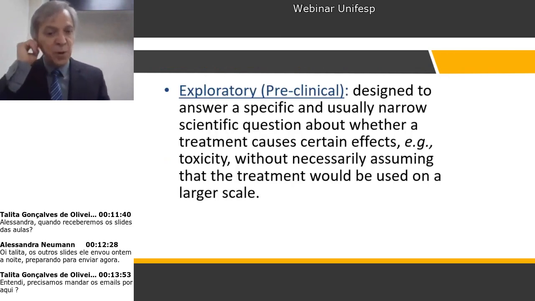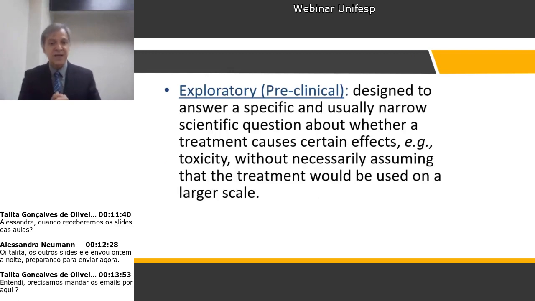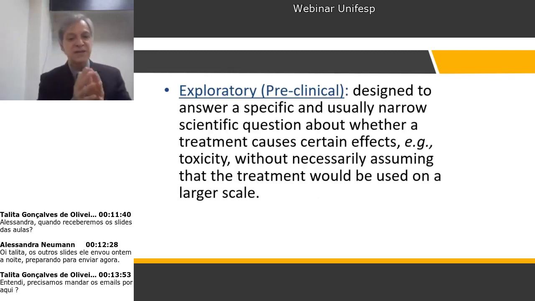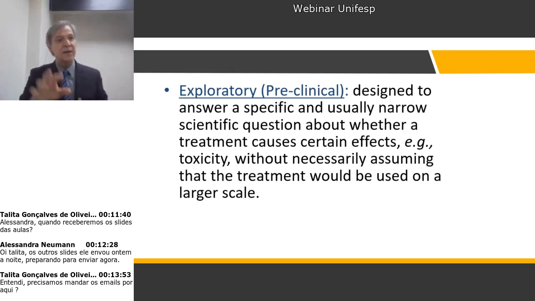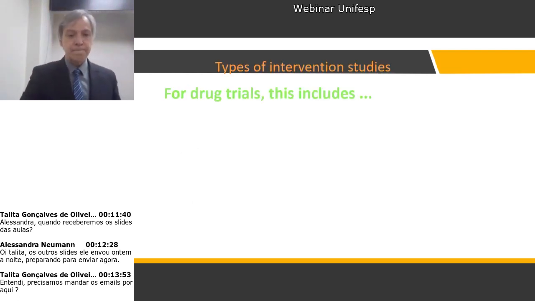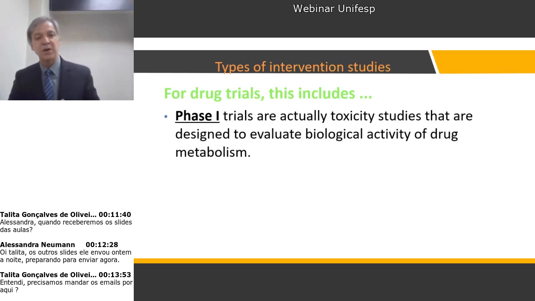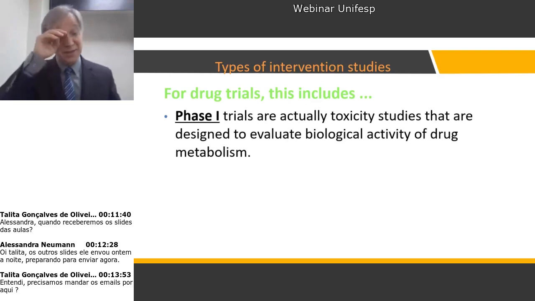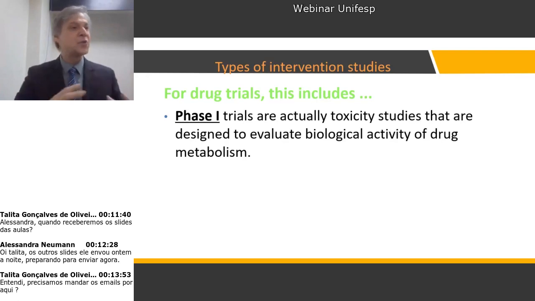There's also something called an exploratory preclinical trial, designed to answer a specific and usually very narrow scientific question, toxicity. And we're going to talk about that, phase 1, phase 2, phase 3. So the phase 1s are more like exploratory trials. Here we go. I told you, I anticipated myself. It's been a while since I gave this lecture. So phase 1 trials are actually toxicity studies. They're preclinical. We're not really understanding how the drug or the treatment works. It's just trying to understand, is it toxic? Because otherwise it would be unethical to get people involved in large trials.